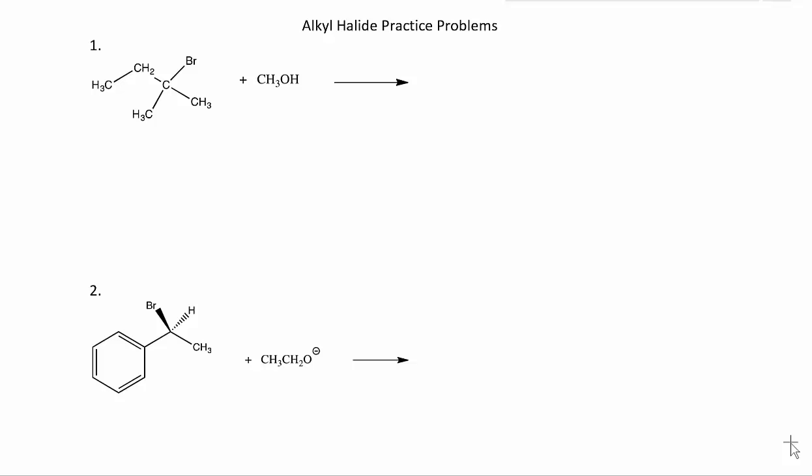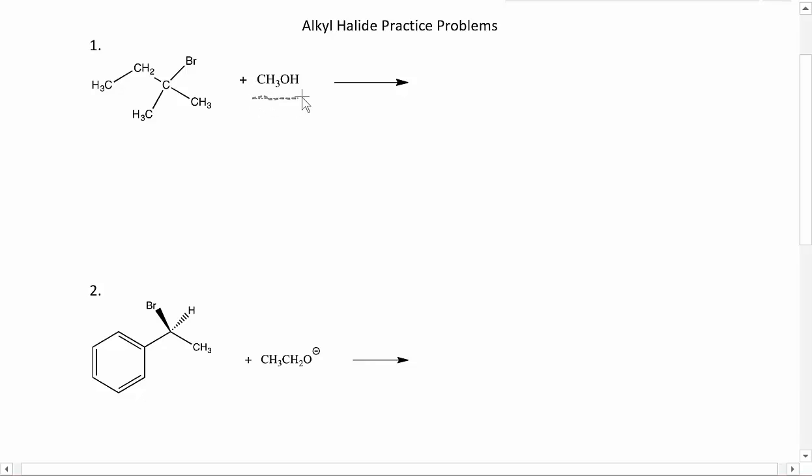In these practice problems, we're going to look at our reaction and make a judgment about which of the possible reactions will occur with our alkyl halides. Is it SN1, SN2, E1, or E2? And then we also want to draw the products for those. So we're going to use our flow chart.